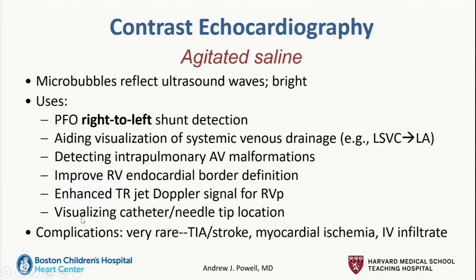And then finally, some people have used it to help visualize a catheter or a needle tip location. For example, if somebody has an intracardiac line and you're not sure whether it's inside the heart or inside the pericardium, you can agitate some saline and put a little bit, not a lot, a little bit through there and see whether the bubbles show up inside the heart or in the pericardial space.